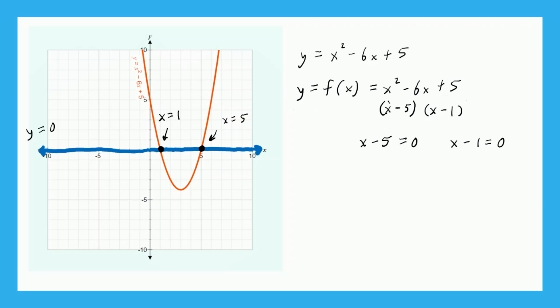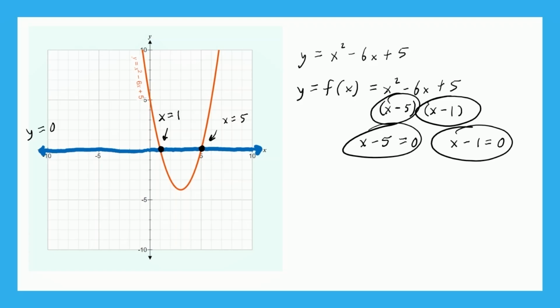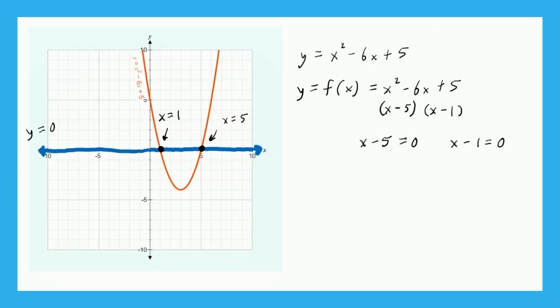So I just took this binomial and set it equal to 0 here, and took this binomial and set it equal to 0 here. So now let's solve for x in both cases. So x minus 5 equals 0. We're going to go plus 5 on both sides to get the x alone. That will give us x is equal to 5. And when we do plus 1 and plus 1, we're going to get x is equal to 1.